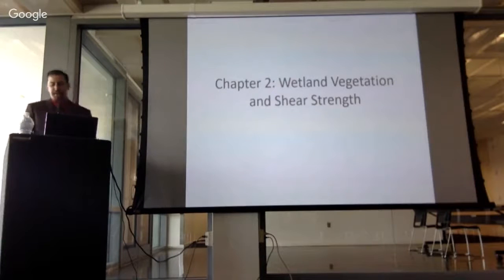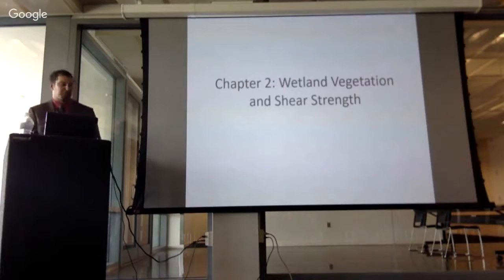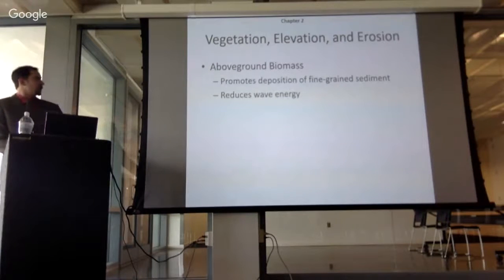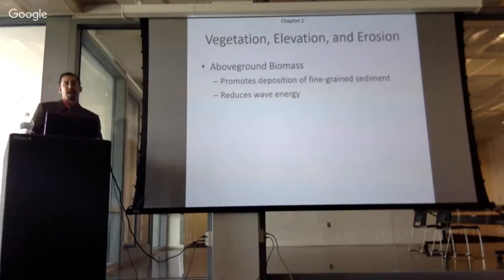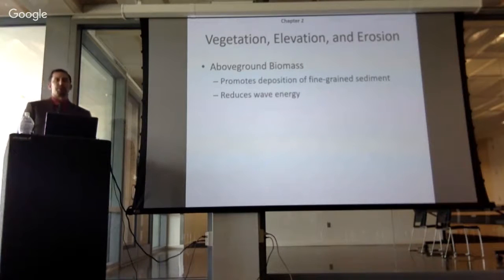So moving on, now that some of these seeds are beginning to germinate, what happens when the adult plants grow up? How do they contribute to the geomorphology of the system? So it's understood that the above ground biomass of plants in wetlands produces friction that slows down the flow of water, promoting the deposition of finer grain sediments that would otherwise be washed out of the system. That promotes elevation gain. It also reduces wave energy that would cause erosion.